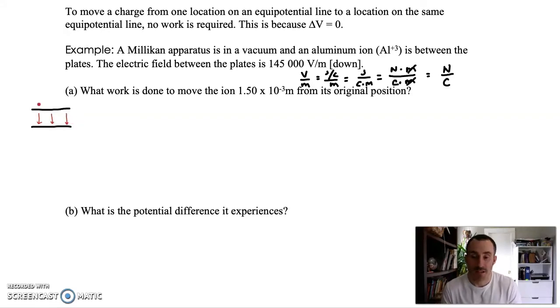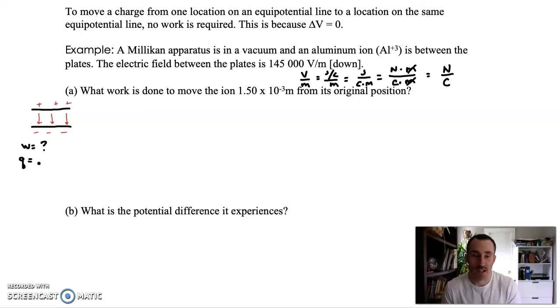Okay, and that means that the top plate is positive, the bottom plate is negative. We don't necessarily need to know that to solve this question, but sometimes it's helpful for your imagination. Okay, what we're asked for is work. How much work is done to move that distance?